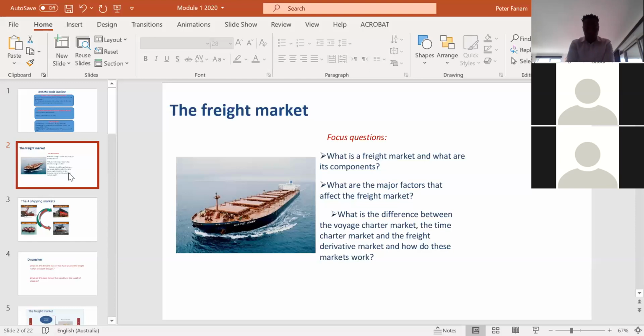So the first focus question for this unit is about what the freight market is and what its components are. The third focus question asks us to explain or give some indication about the components. The components of the freight market are the voyage charter, time charter, and also derivative markets. We'll talk about them. And then focus question 2 is about what the major factors are that affect the freight market. So at the end of this Model 1, we should be able to feel comfortable answering all these 3 questions.